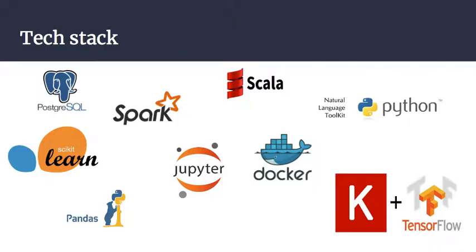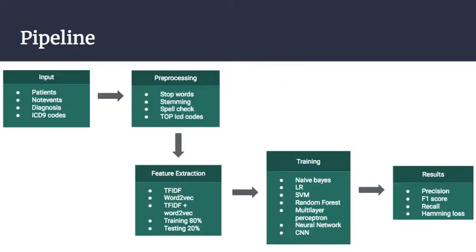Let's talk about the tech stack. We used Postgres, Spark and Scala for pre-processing. We used NumPy, Pandas, Scikit for feature creation, and for training we used Keras with TensorFlow. As you can see, there are 5 main components in our pipeline: input, pre-processing, feature extraction, training, and results. We will go one by one in depth into each component and explain.